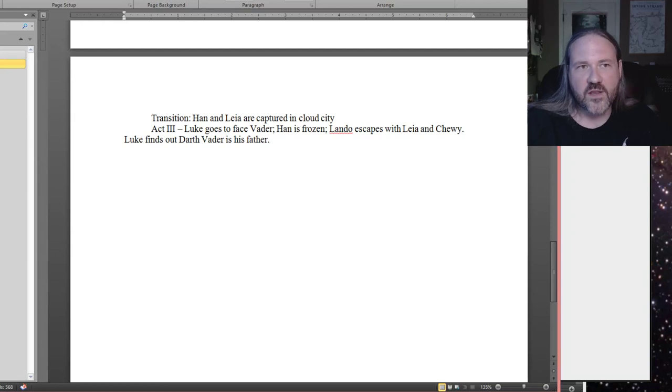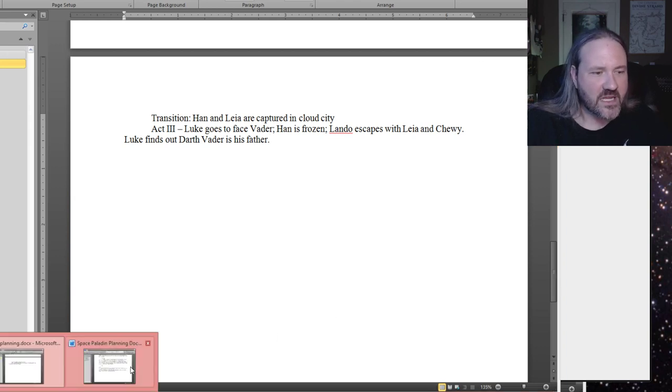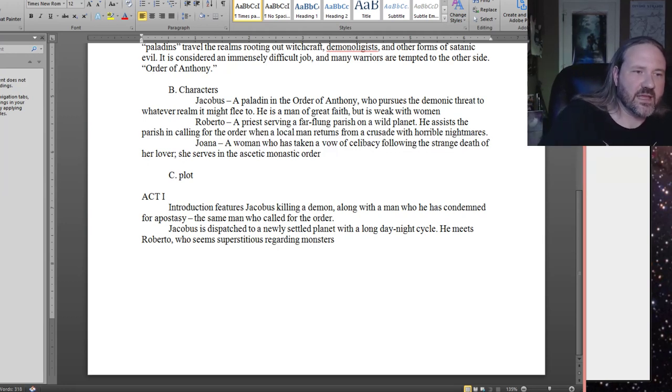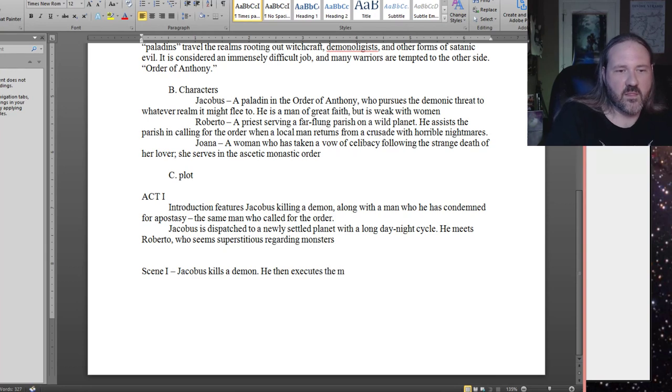Now, I want to finish up by suggesting that you can actually go scene by scene. I might do one that's going scene by scene, and if I do, I'll hit you here. So I have an act one, but I could do this like scene one, and it's Jacobus kills a demon and then executes the man who called on him because he did not immediately confess his sin of summoning the demon into the world.